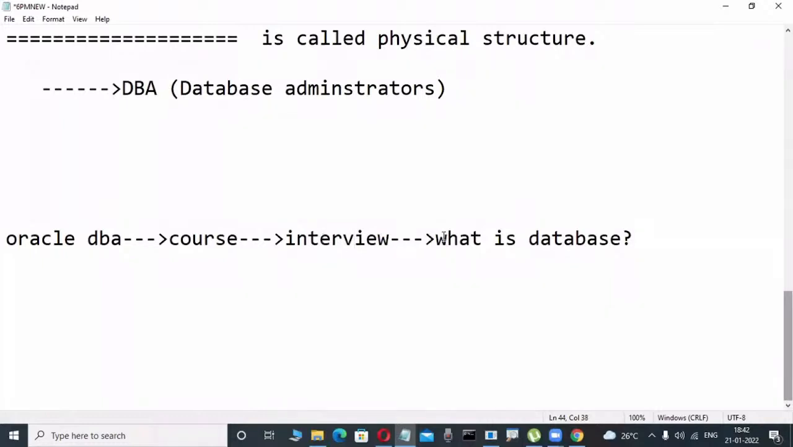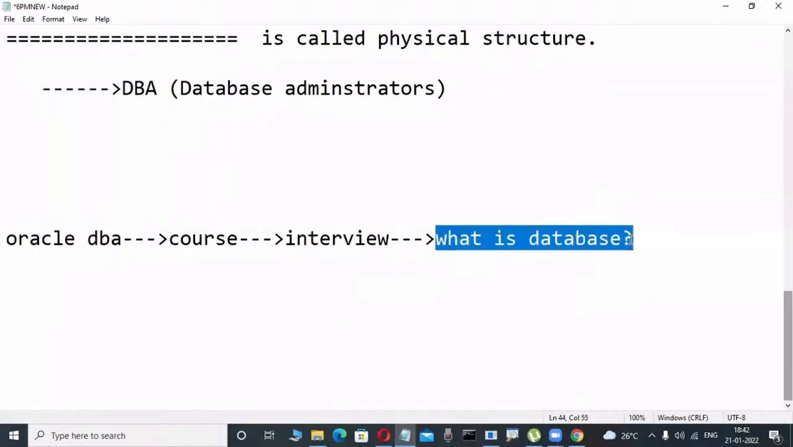That's why when the interviewer asks what is a database, as a DBA I am not telling that it is a place which stores a structured collection of data, because that is the wrong answer. That is the logical side. I am not telling only that. What am I telling?